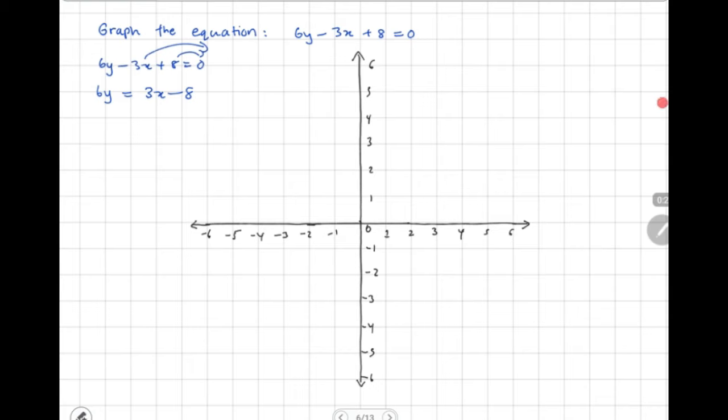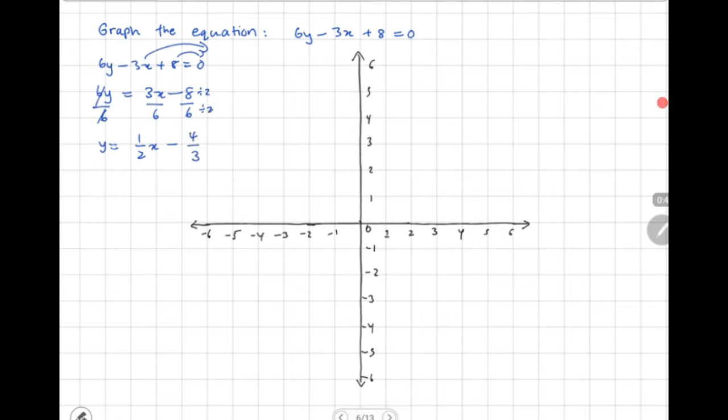Now I don't want to solve for 6y, I want to solve for y. So I'm going to divide by 6. Whatever I do to one side, I repeat on the other side. Now you get y equals 3 over 6, which is 1/2, so 1/2 x minus 8 over 6. If you reduce this by dividing by 2, you get minus 4 over 3.